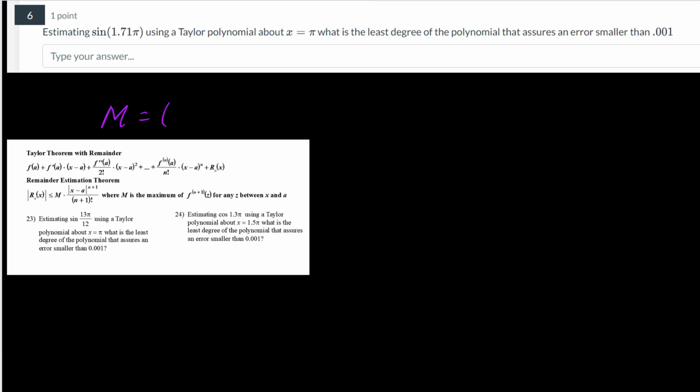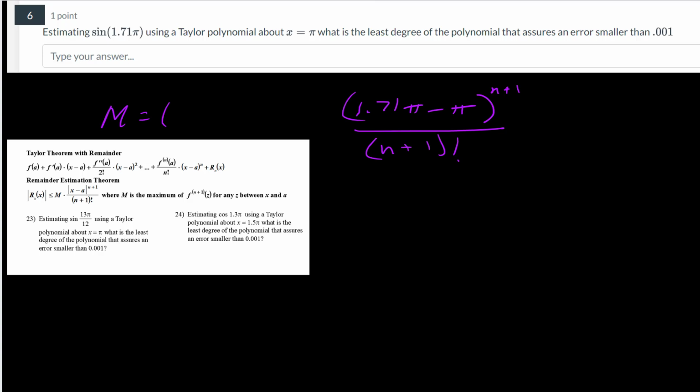So what we want to do here is take the difference between the x and where it's centered. So in this case, we're estimating 1.71 pi, and it's centered around pi. So we take that, we subtract them. We're going to raise that to the n plus 1 power. Of course, we're taking the absolute value too, so we always want that to be positive. And then we're going to divide that by n plus 1 factorial. And then our m here is always going to be 1 for sine or cosine.